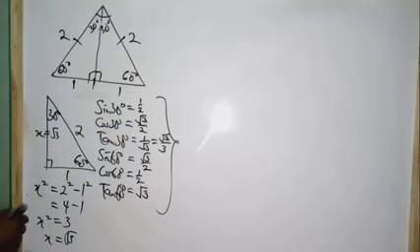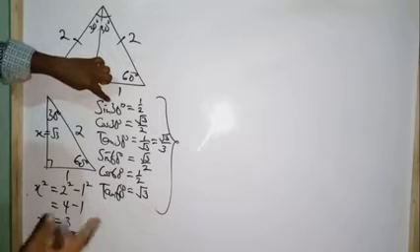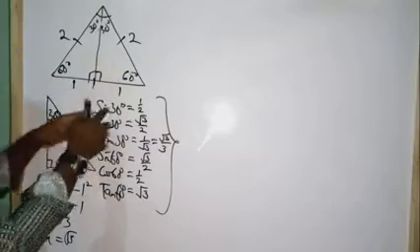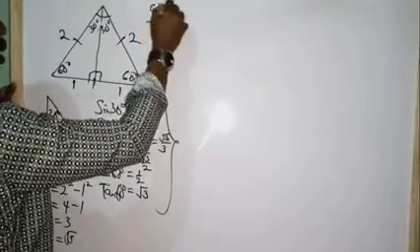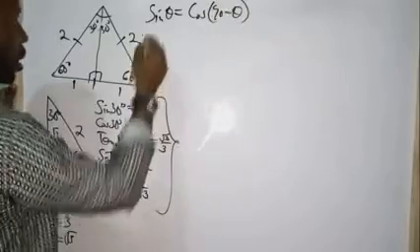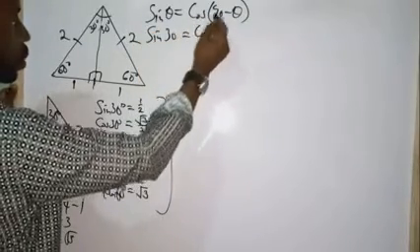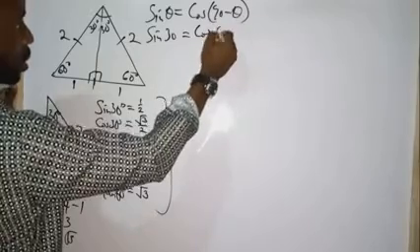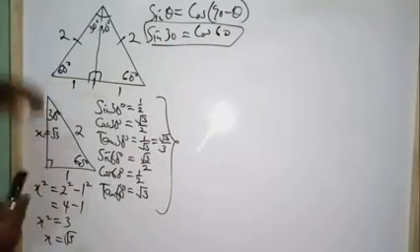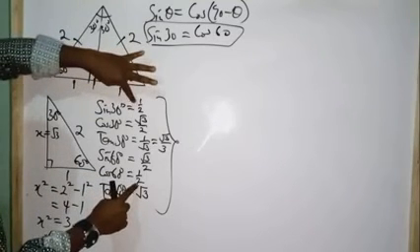Take note of what we did before. We discovered that my sine 30, we said is equal to what, if you remember? Let me remind you again. Sine theta was equal to cos of 90 minus theta. So if I say sine 30 in this case, this will be 90 minus 30, which should be equal to cos 60. And that's what is happening over here too. Sine 30 and cos 60 are both half.